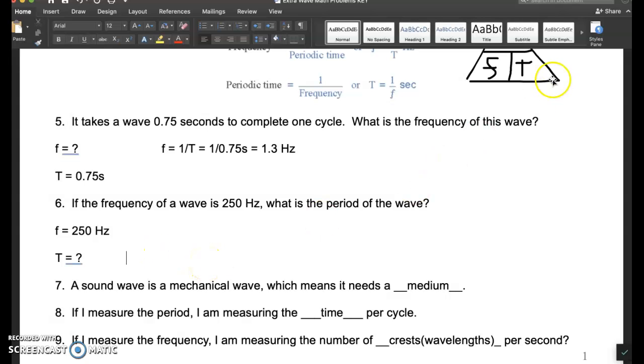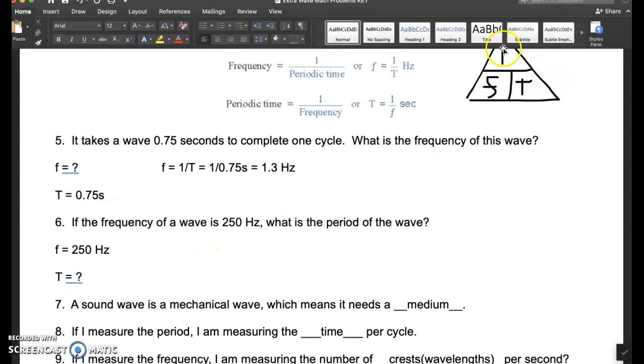Okay. Same thing here, I want period this time, so covered up, it's 1 divided by frequency. So T is equal to 1 divided by f, which is equal to 1 divided by 250 hertz, so I should get a pretty small number. 1 divided by 250 gives me 0.004, and it's period, so seconds is my units.